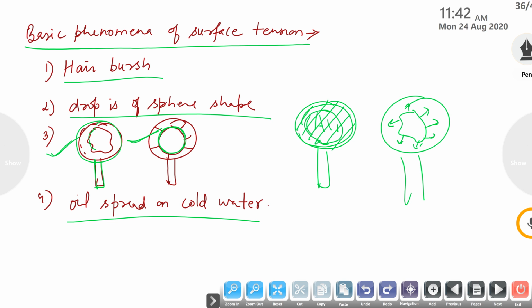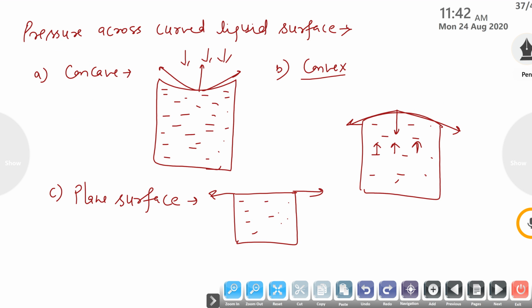Next is oil spread on cold water due to the surface tension of your oil. Next is pressure across a curved liquid surface. As we have seen, there are many types of liquid. Some have a concave surface on the upper part, some have a convex surface, and some have a plane surface. Then on which side the net pressure will apply, you have to find this.